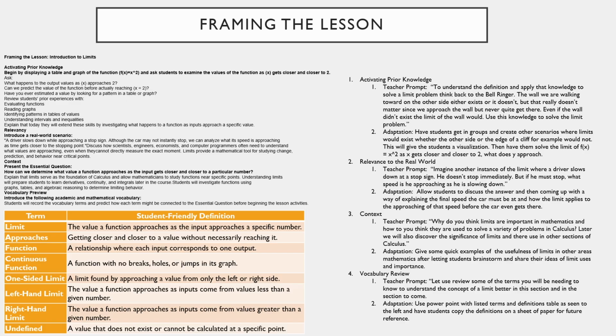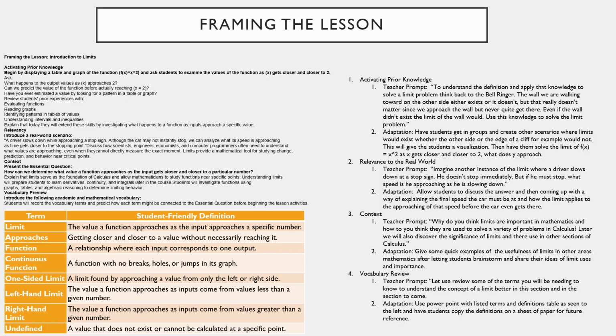And the adaptation, I would have students get in groups and create other scenarios where limits would exist, whether it be the other side of a wall or an edge or a cliff or something like that. It would be a similar kind of example, whether you're walking towards the edge of a cliff or to the other side of a wall. And then this will give the students a visualization when actually working with numbers and coordinate points on a graph, to have them solve a function such as x squared, as x gets closer and closer to 2.